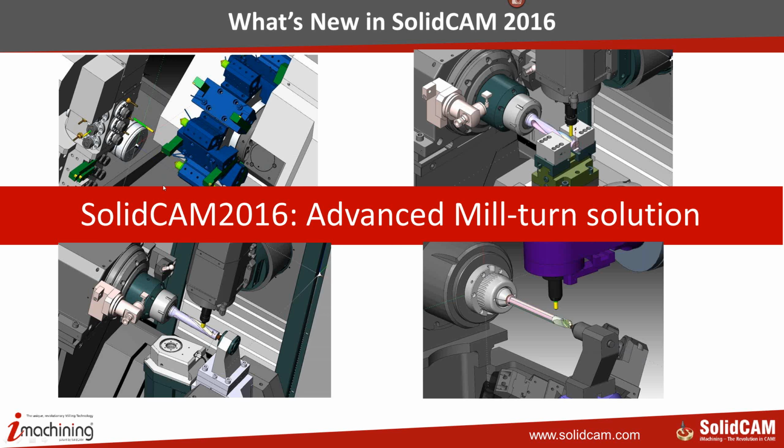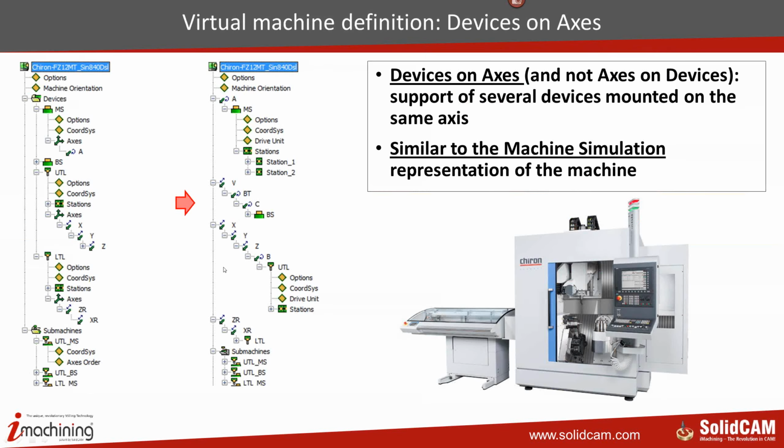Obviously, I just want to go very quickly into a few things that you'll see today in the next webinar. First of all, the subject of better definition in the VMID of the machine, where the approach now is the device is on the axis and not the axis on the device. So we can support several devices mounted on the same axis. And this makes the definition also similar to the machine simulation representation of the machine.